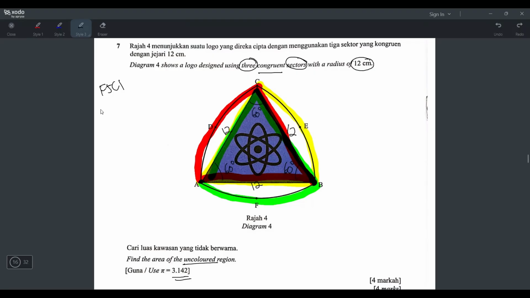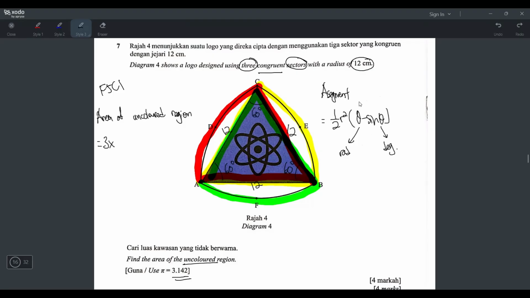So I'll write here area of uncolored region. Okay. Of course, you can write area of segment also, but it's better to follow the question. So the question says uncolored, I'll just write uncolored. So I will straight away write 3 times. Okay, now I will use the area of segment formula. Okay, I don't know whether you got memorized or not. The segment formula looks like this: 1 over 2 r squared, bracket theta minus sine theta. This theta has to be in radian. This theta has to be in degrees. So I'm going to use this formula now.